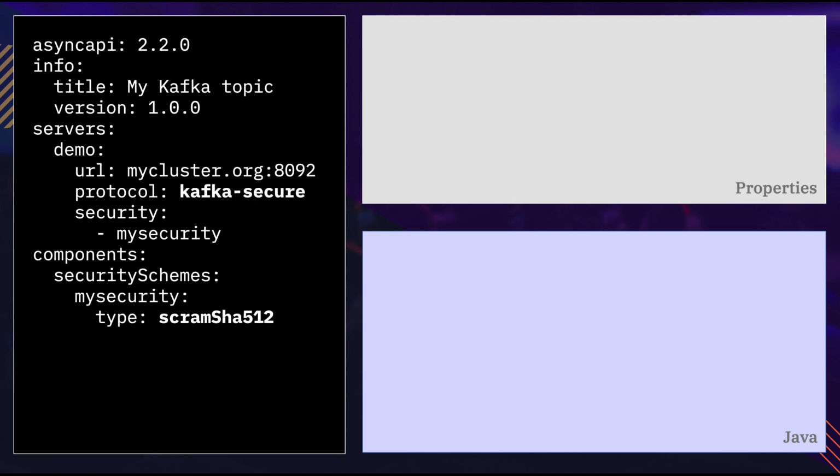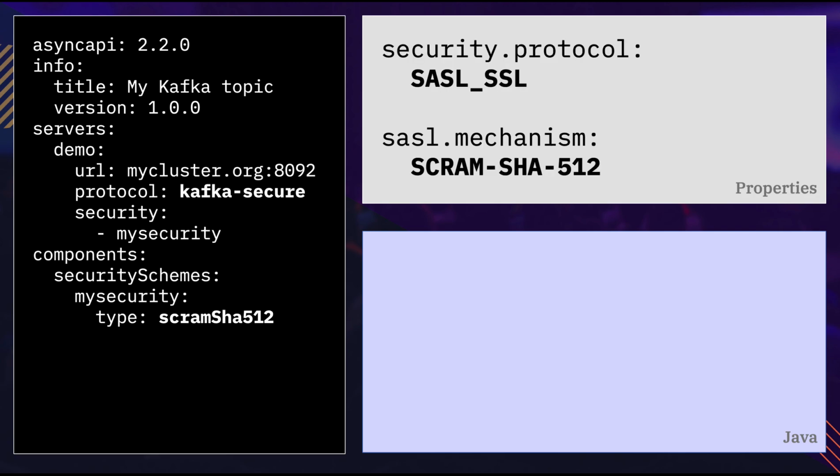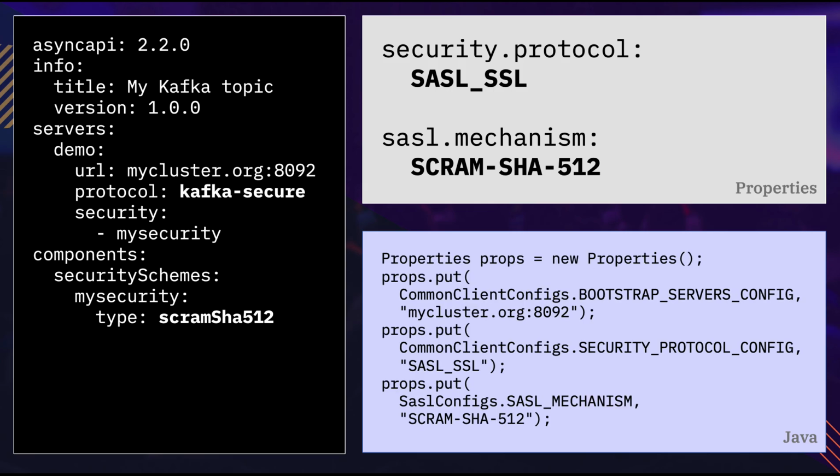Let's try one last example. In this one, the protocol is kafka-secure. Remember that means encryption, and there is a security scheme, so that means there's also authentication, and the security scheme type is telling us which SASL SCRAM mechanism to use. The security protocol we would use in an application for this is SASL_SSL: the SSL bit because there is encryption, and the SASL bit because we're using auth. And then the SASL mechanism identifies the auth type. And in code, it would look like this. Again, SASL_SSL for the security protocol, and SCRAM-SHA-512 for the SASL mechanism.